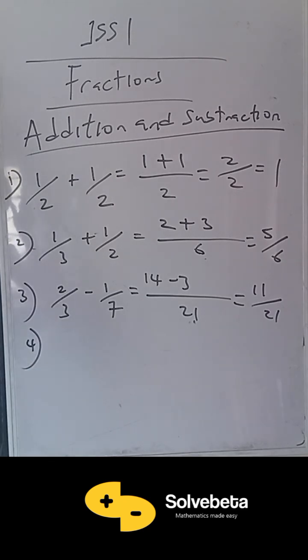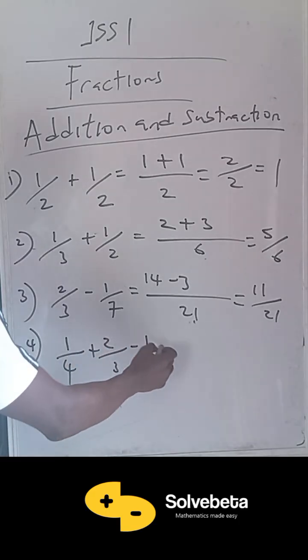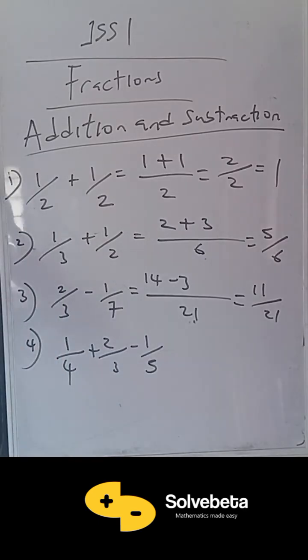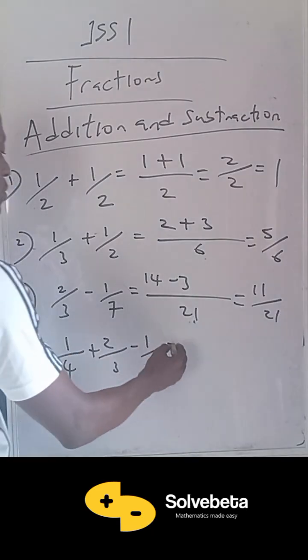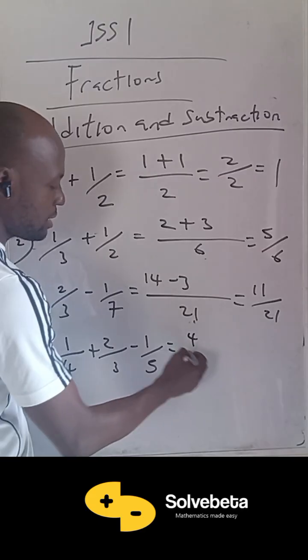Now let's take this. What if we have this? How do we do this? Now, don't be afraid. We have to look for the LCM of 4, 3, and 5. I think I missed something out.